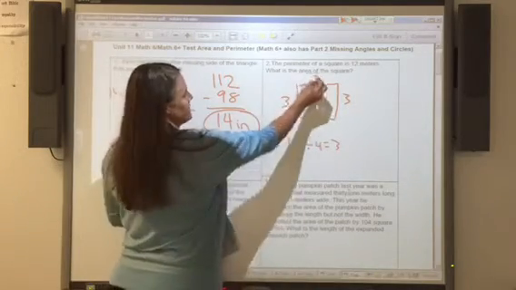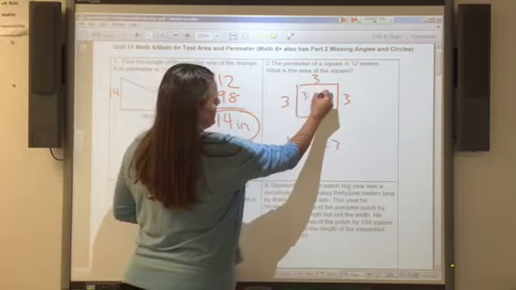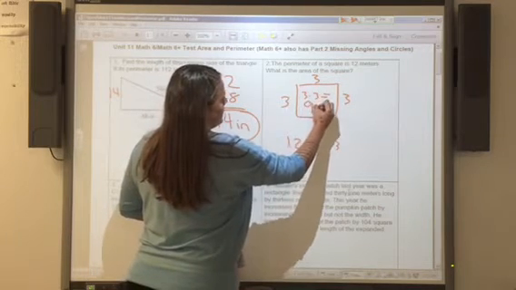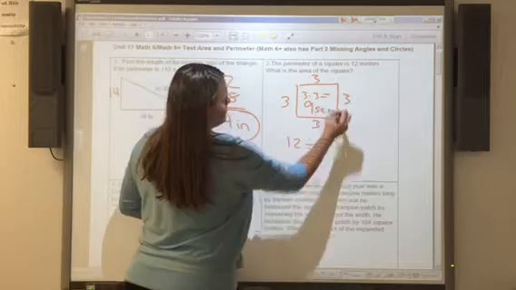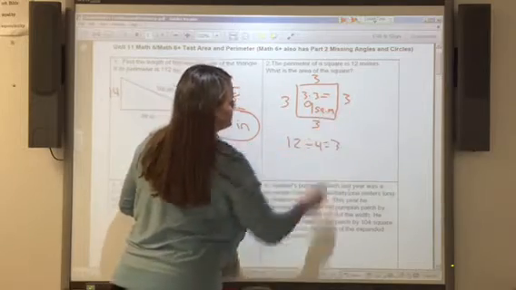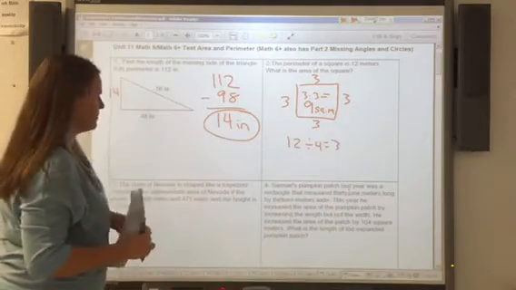So the area is length times width. So this is going to be 3 times 3 equaling 9 square meters. So that 9 square meters is the final answer.